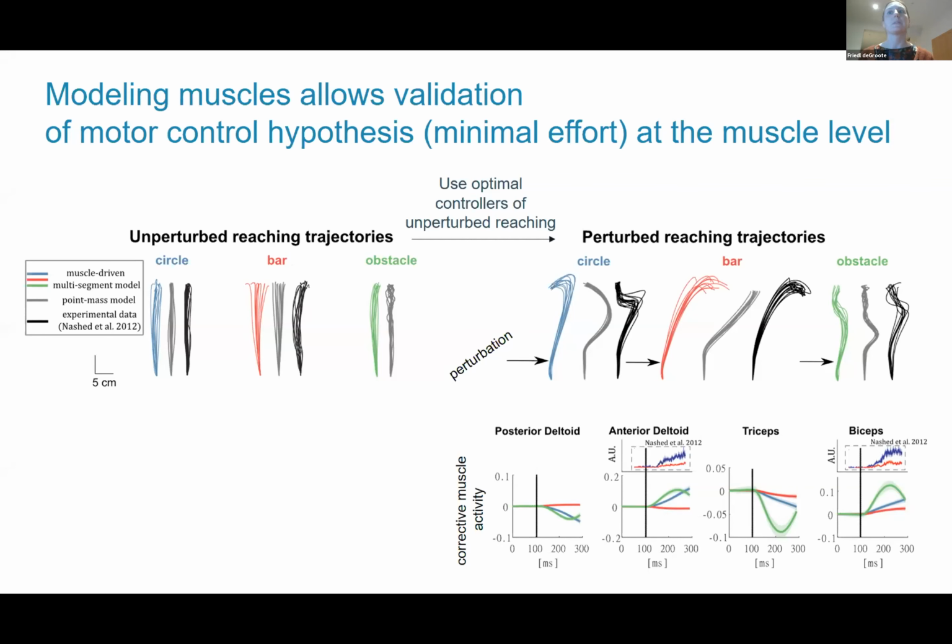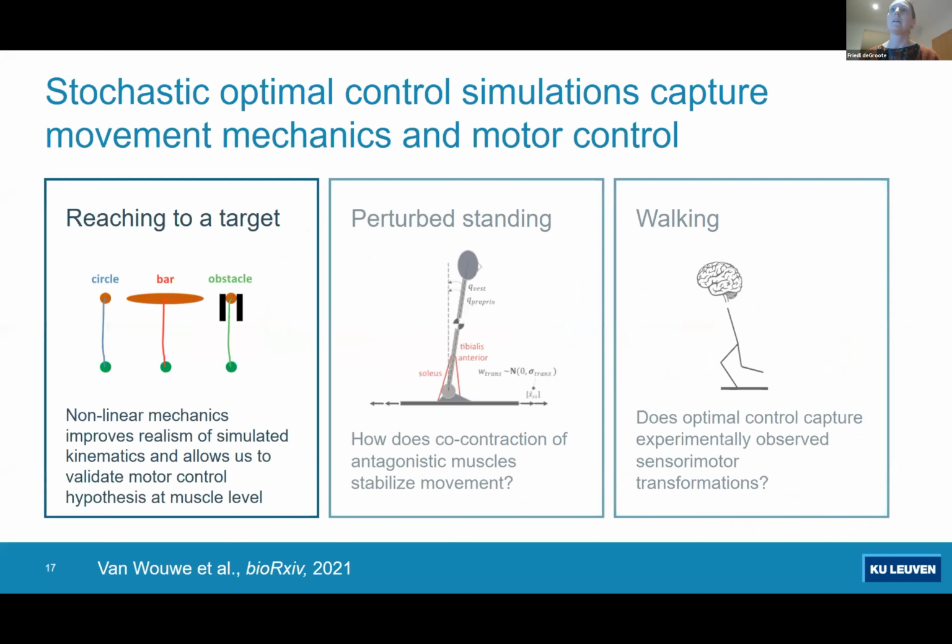So inclusion of muscle dynamics allowed us to validate the motor control hypothesis, in this case, minimal effort at the muscle level. In summary, simulating nonlinear mechanics improved the realism of the simulated kinematics and will allow us to validate motor control hypotheses at the muscle level.